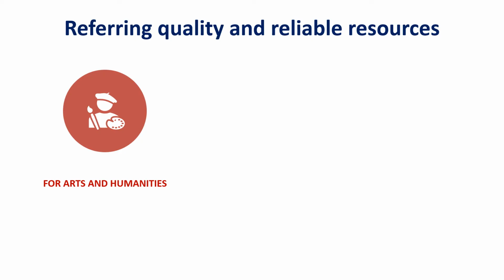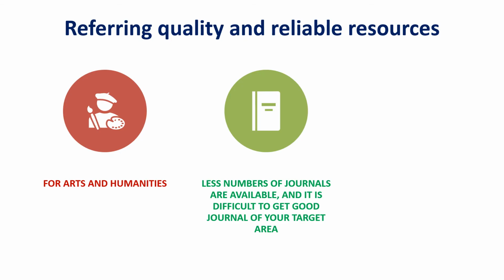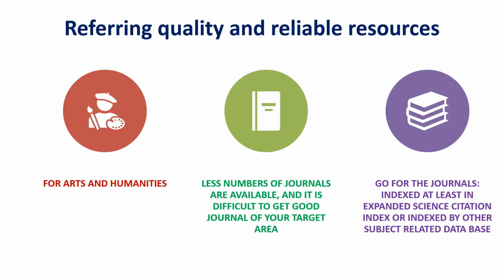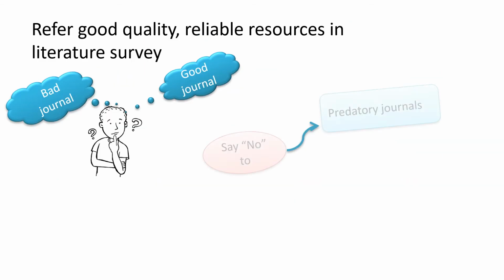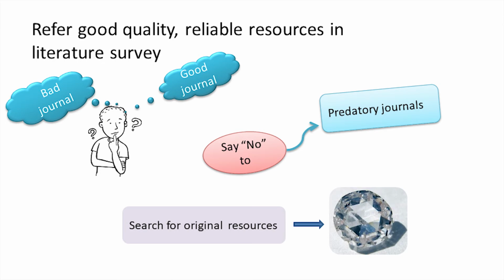In case of books, you should go for books published by a renowned publisher. For example, in case of arts and humanities, where fewer journals are available and it is difficult to get good journals of your target area, you can go for those journals which are indexed at least in the Expanded Science Citation Index or indexed by another subject related database. Secondly, you should avoid predatory journals which contain a lot of plagiarized material, and referring to those articles will be another plagiarism. So go for original sources.